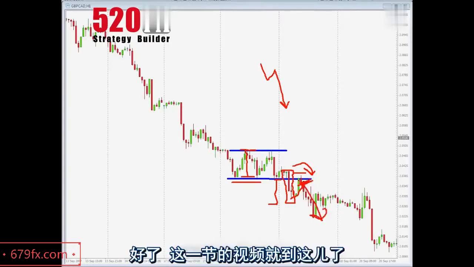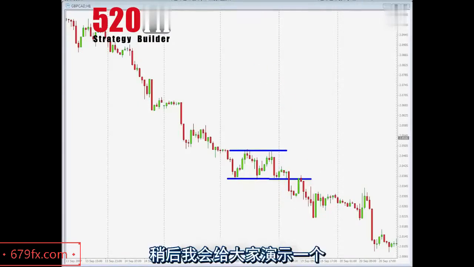Alright guys, that's all for this video. Now I'm going to show you in another video a live example of a range breakout.